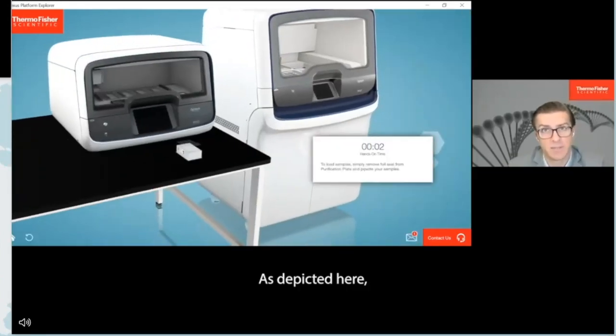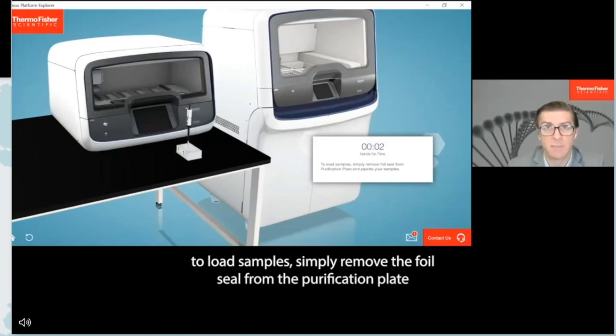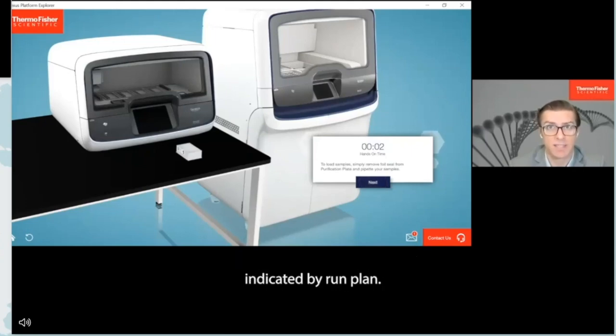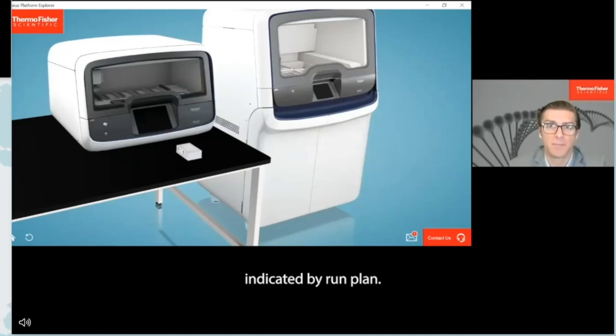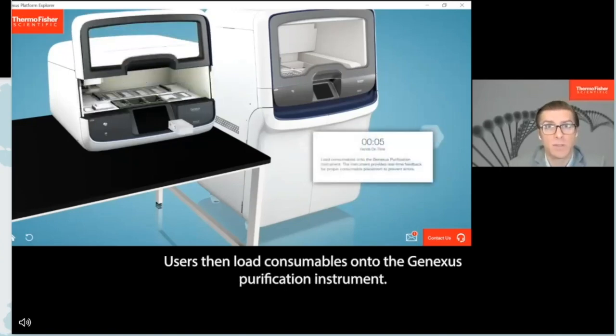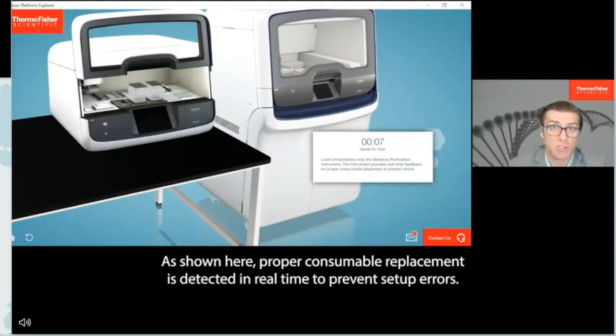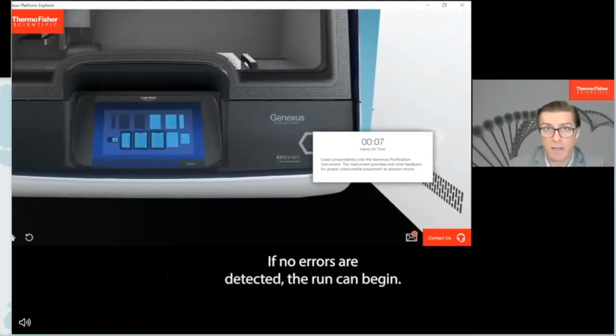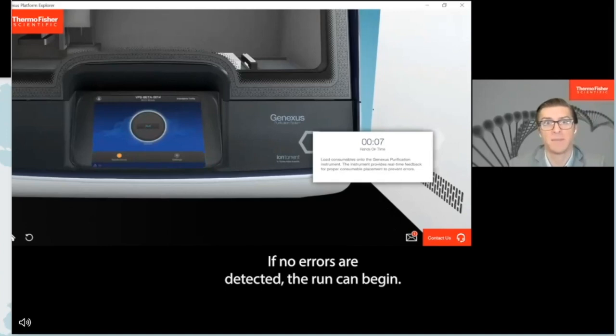As depicted here, to load samples, simply remove the foil seal from the purification plate and pipette your pre-processed samples into the wells indicated by the run plan. Users then load consumables onto the Genexus purification instrument. As shown here, proper consumable placement is detected in real time to prevent setup errors. If no errors are detected, the run can begin.